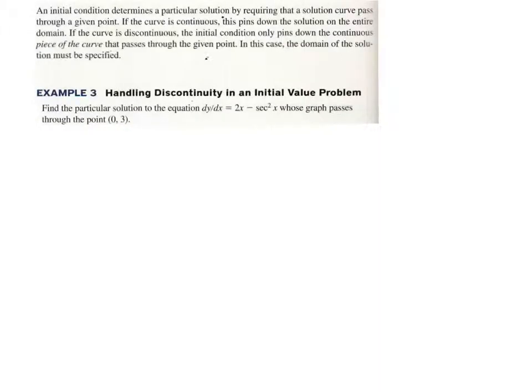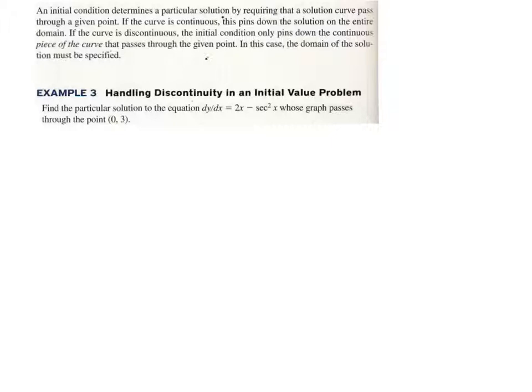So an initial condition determines a particular solution by requiring the solution curve pass through a given point. If the curve is continuous, this pins down the solution on the entire domain. But if the curve is discontinuous, the initial condition will only pin down the continuous piece of the curve that passes through the given point. In this case, the domain of the solution must be specified.